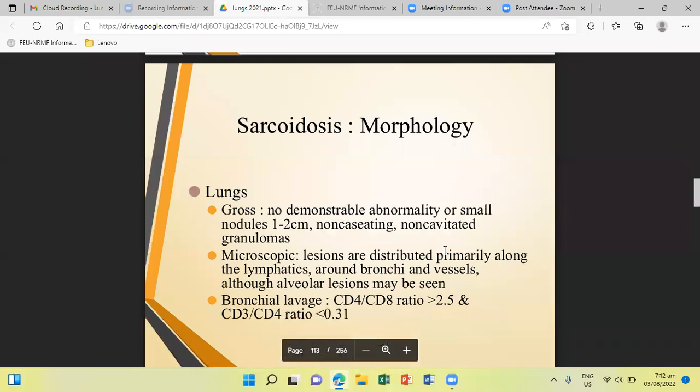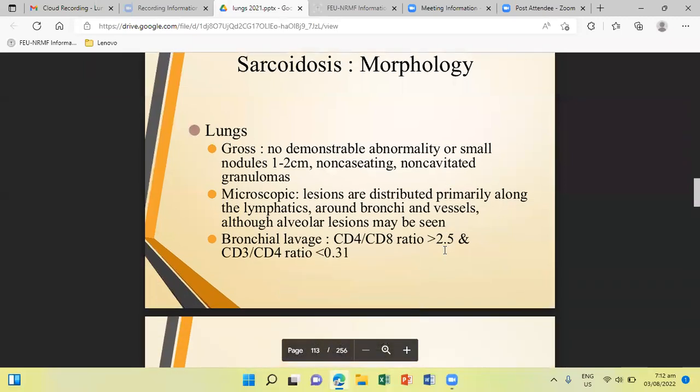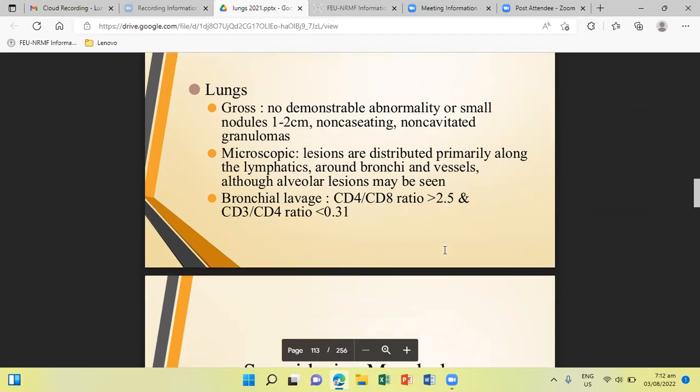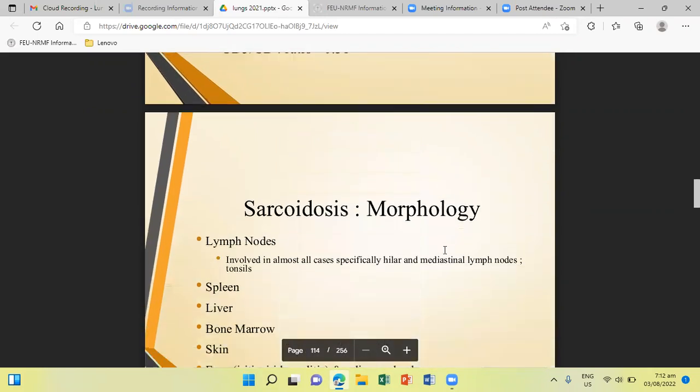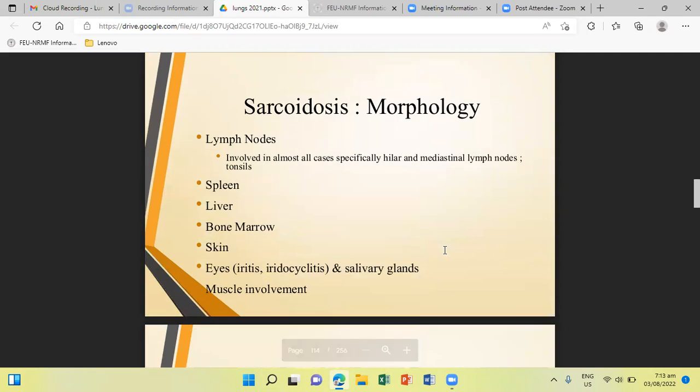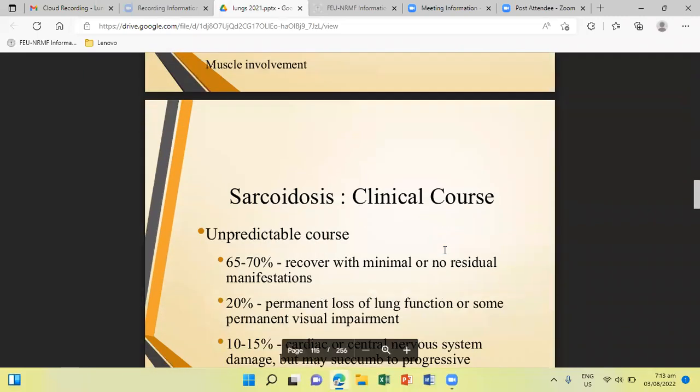So the lungs may have nodules. As I have said, microscopically, you look for granulomas. You can have an assay of the CD4 and CD8 count, which will give you an idea that it is somewhat cell-mediated immunity. And as I have said, the involvement can be in multiple organs, but the lesion would appear the same. So the granulomas are expected to be present in any of the organs enumerated.